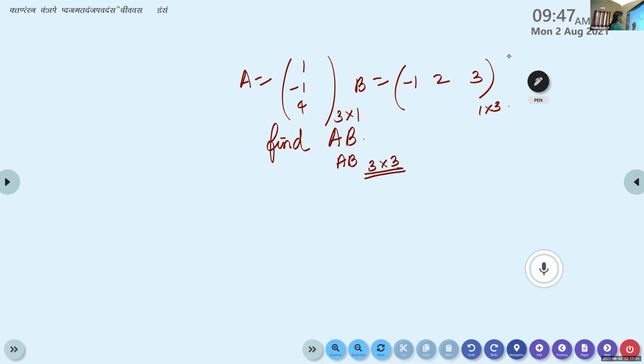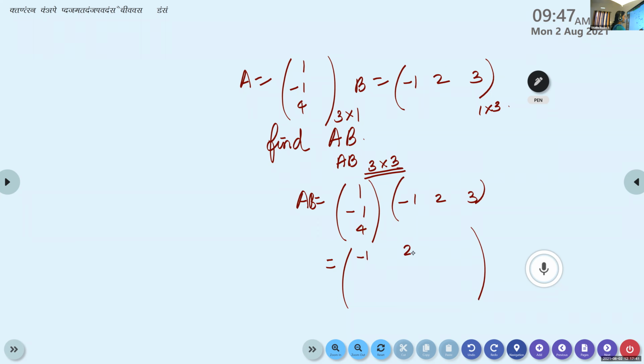So find out AB. A is equal to the matrix 1, minus 1, 4. And B is equal to the matrix minus 1, 2, 3. So we'll be getting a 3 by 3 matrix, row with column. So what is AB? Minus 1, 2, 3, 1, minus 2, minus 3, minus 4, 8, 12. This is the matrix AB.